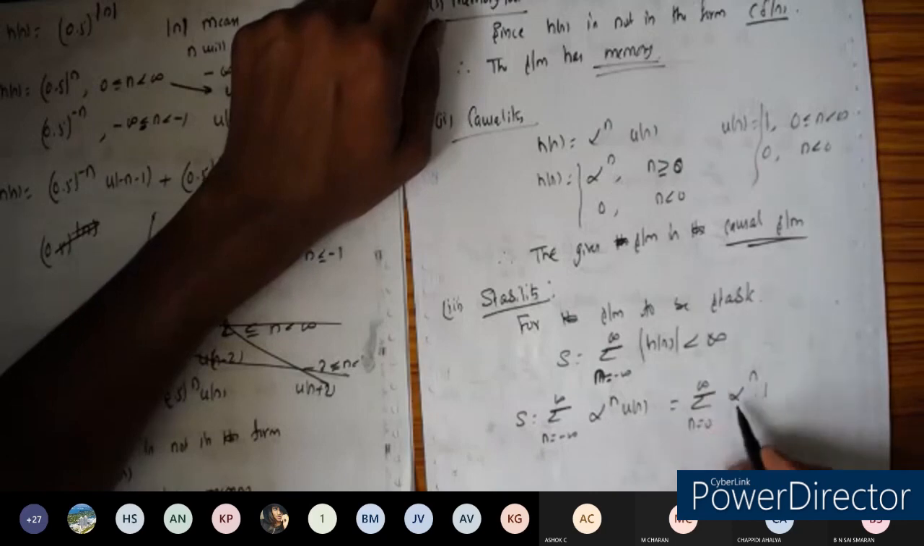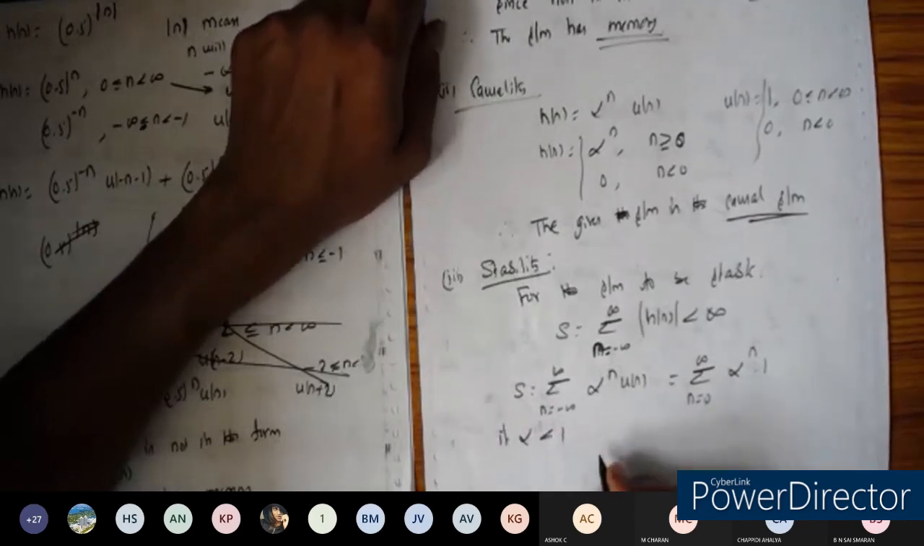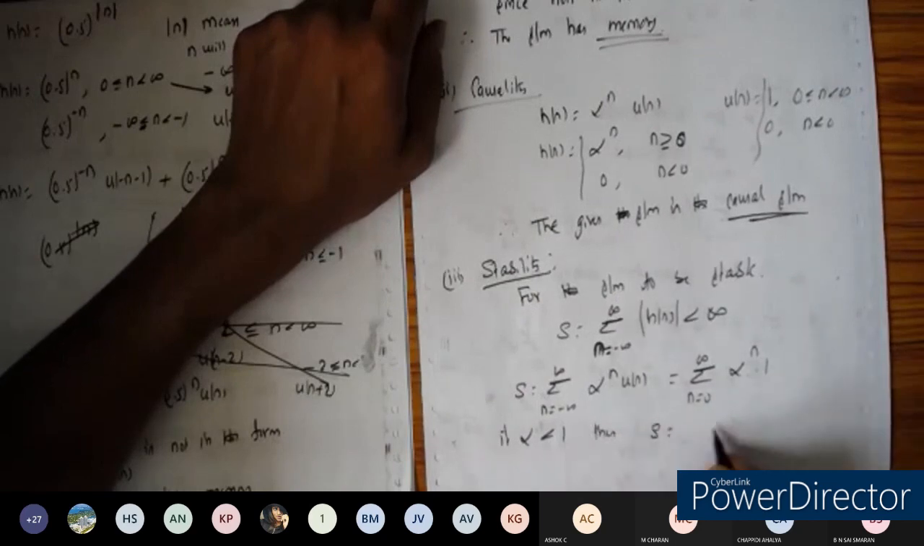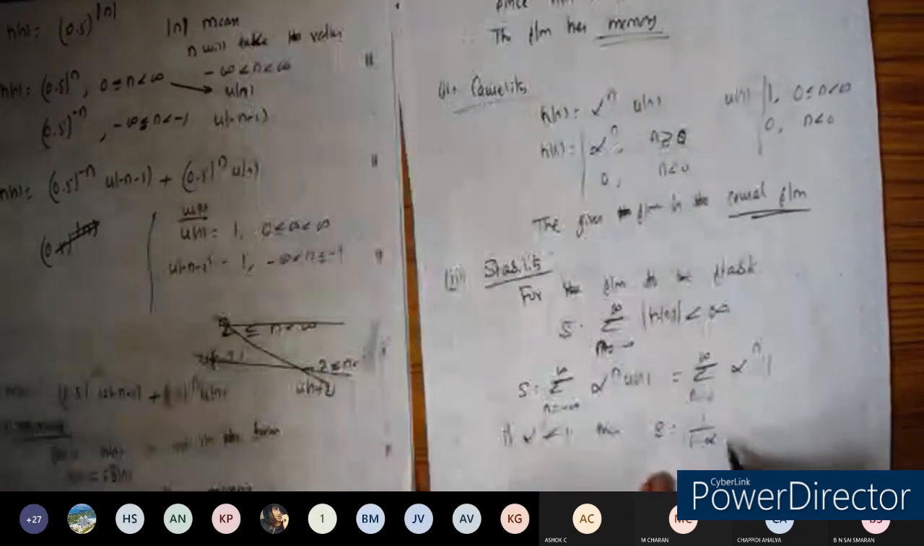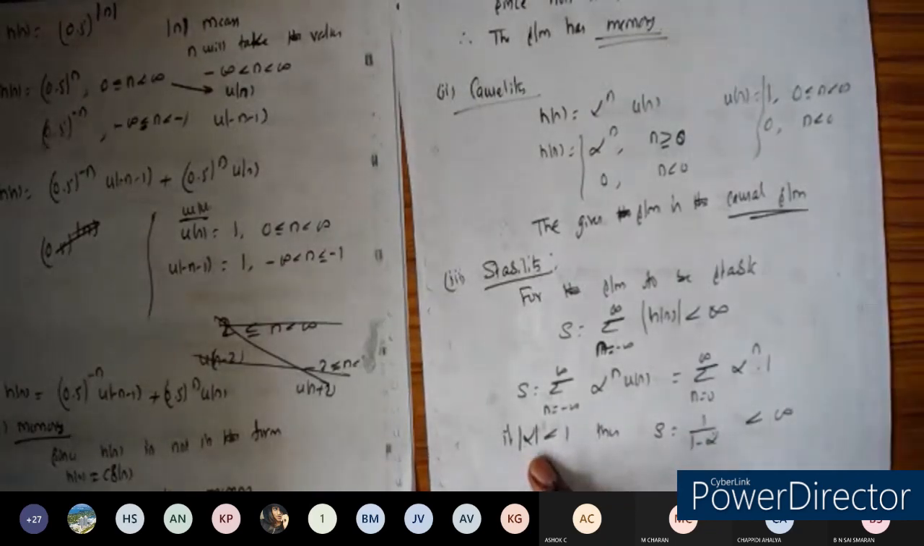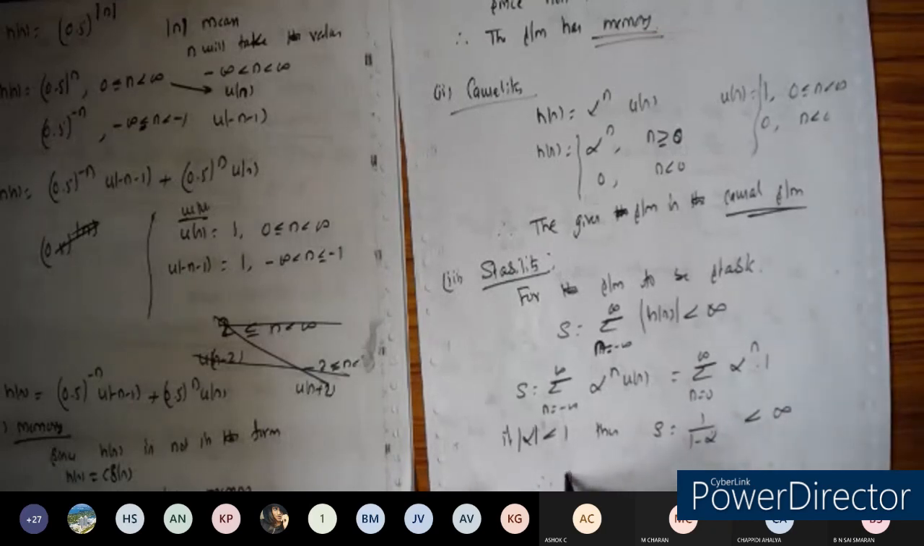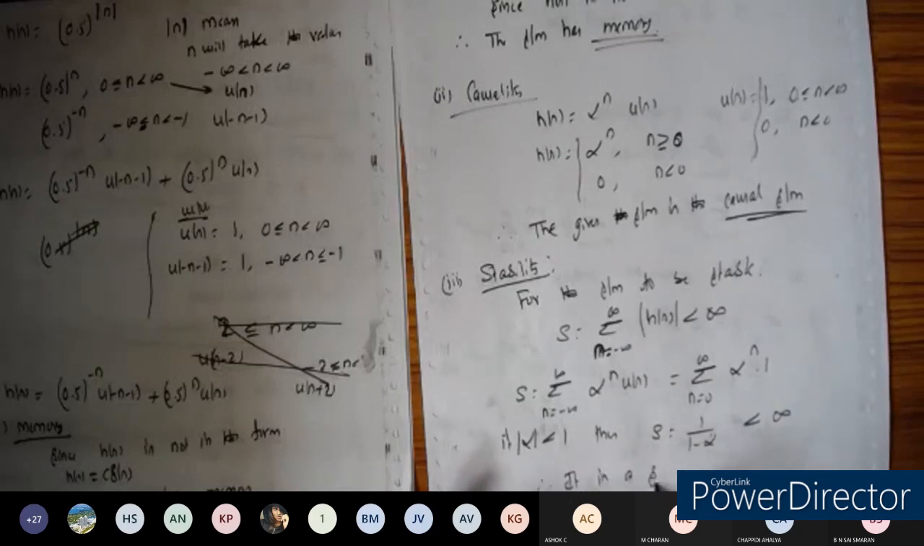Now we have the formula for the sum of infinite terms, provided alpha is less than 1 here. So if the magnitude of alpha is less than 1, then we can write the summation s is equal to 1 divided by 1 minus alpha, which is less than infinity. So therefore, the given system is a stable system here.